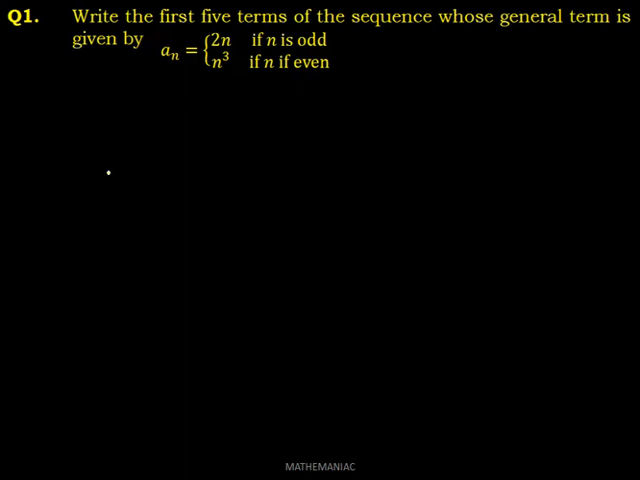Now, first 5 terms, right? But before that, observe that this is the general term: a_n equals 2 times n if n is odd, where n means this number, and n cube if n is even. So a1. Now you see it is dependent on this particular number, the suffix. First term, 1, is odd. Which part will be valid? This one will be valid, right? So you need not bother about the second part.